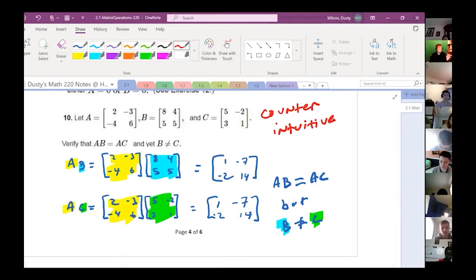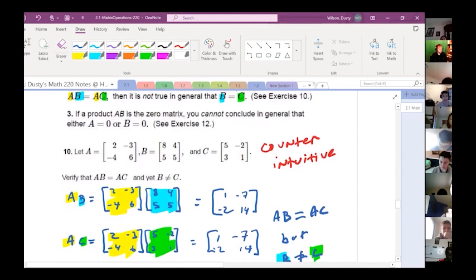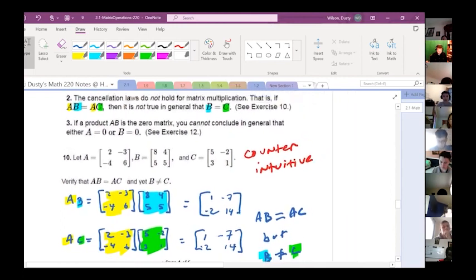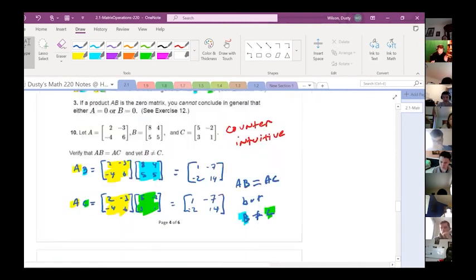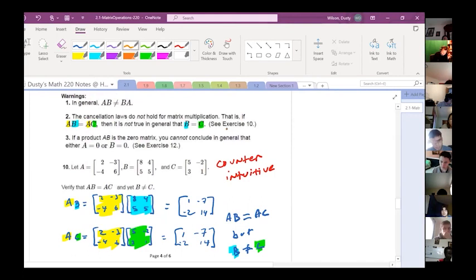What happened to warnings 4 to 9? Oh, in the notes? Yeah, it's a special numbering system that's also counterintuitive. It says here, exercise 10. This is exercise 10. Okay. So I just skipped over 3.